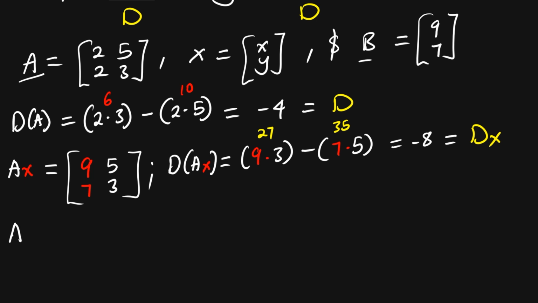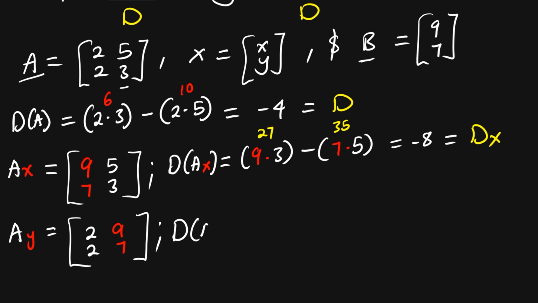Also for Ay, you obtain Ay by modifying matrix A. But how do you modify matrix A? This is done by replacing the coefficients of y from equations 1 and 2 with the elements in the vector of constants B. So we maintain the coefficients of x, which is 2 and 2, but replace the coefficients of y with the elements in B, which is 9 and 7. And from this, we can obtain the determinant.